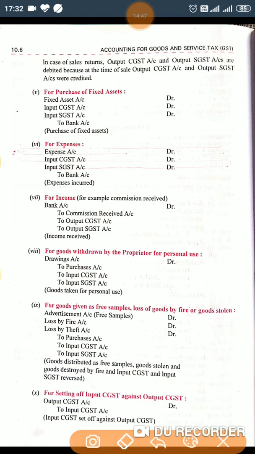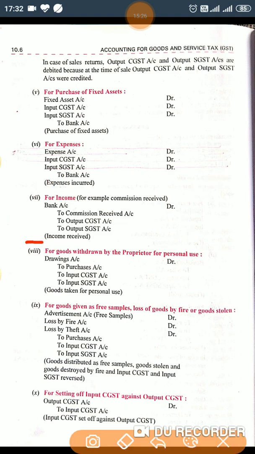For income, suppose you are receiving commission. You are receiving it by cheque, so bank balance is increasing. Under the modern rule, bank is an asset. Increase in asset should be debited. Commission received is an income. Increase in income should be credited. And at the same time, whatever CGST and SGST has been collected at the time of receiving income will be a liability for you. So increase in liability should be credited.